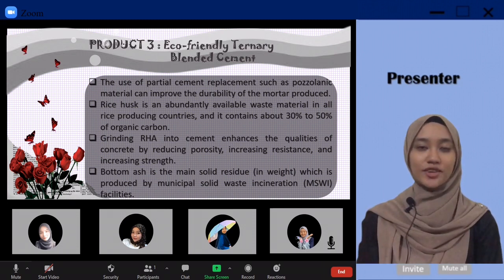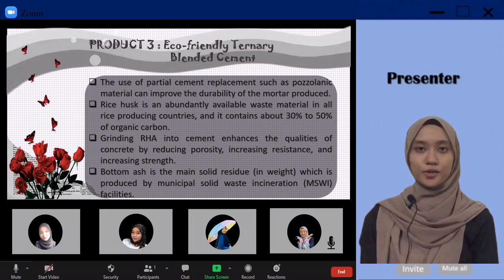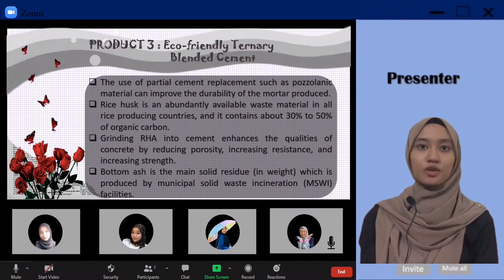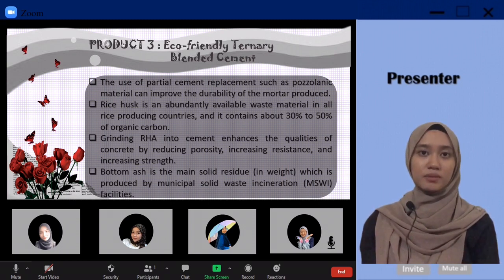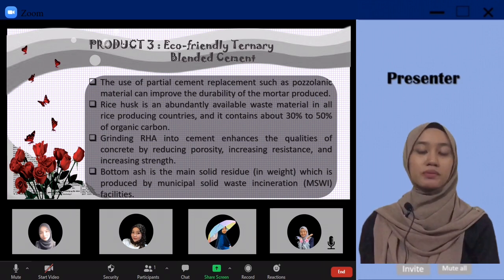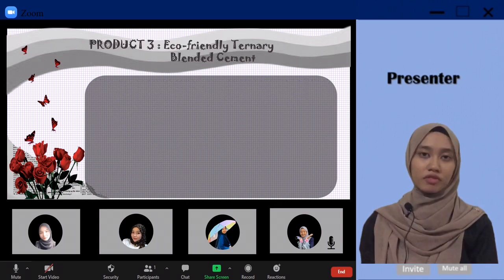Bottom ash is the main solid residue produced by municipal solid waste incineration facilities. To be reused in public works, it has to be stored for a few months beforehand. This material is composed primarily of a mineral matrix but also contains unburned organic matter. Bottom ash was used to determine the feasibility of substitution as a recycled industrial product, depending on the percentage of characteristics of Portland cement mortar, and it provides beneficial mechanical performance.